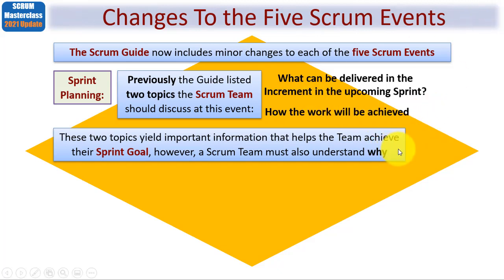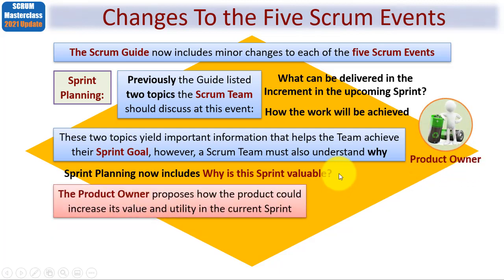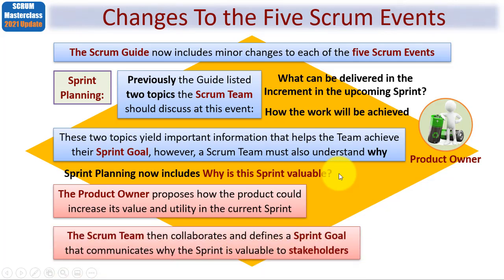However, a Scrum team must also understand why, not previously included. So sprint planning now includes an answer to the question, why is this sprint valuable? And to do this, the product owner proposes how the product could increase its value and utility in the current sprint. And the whole Scrum team then collaborates to define a sprint goal that communicates why the sprint is valuable to stakeholders. And this sprint goal must be finalized prior to the end of sprint planning and before the development work within the sprint actually starts. So that's the new why.